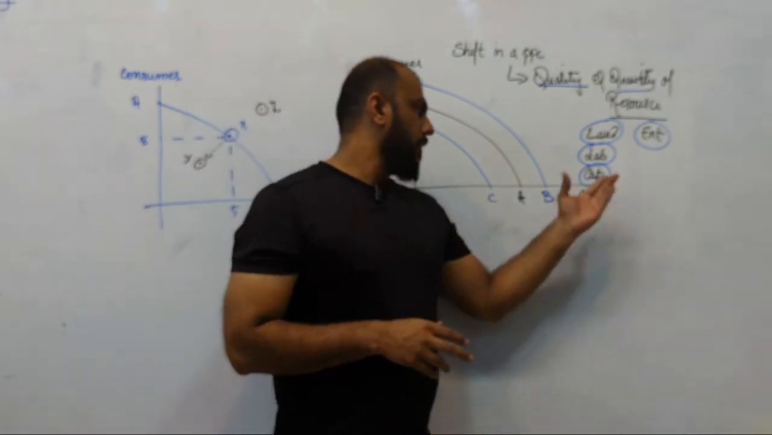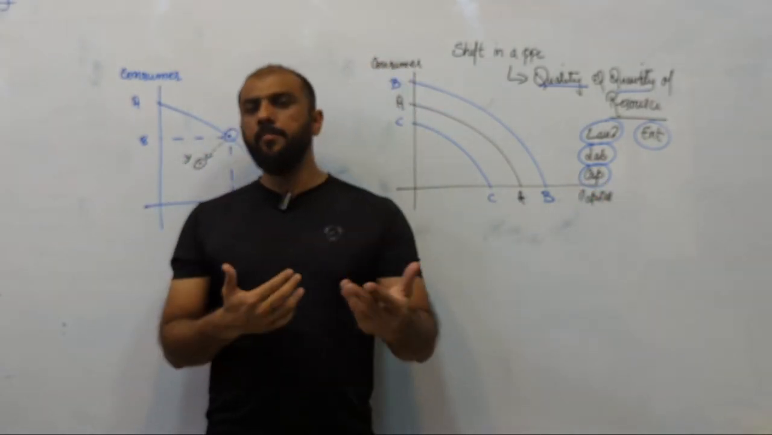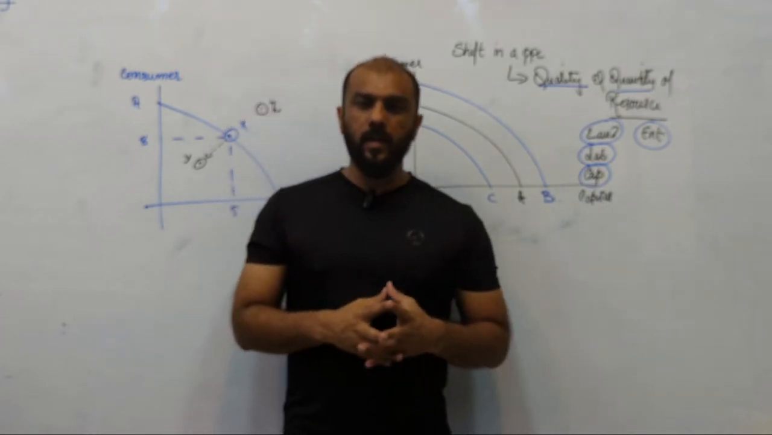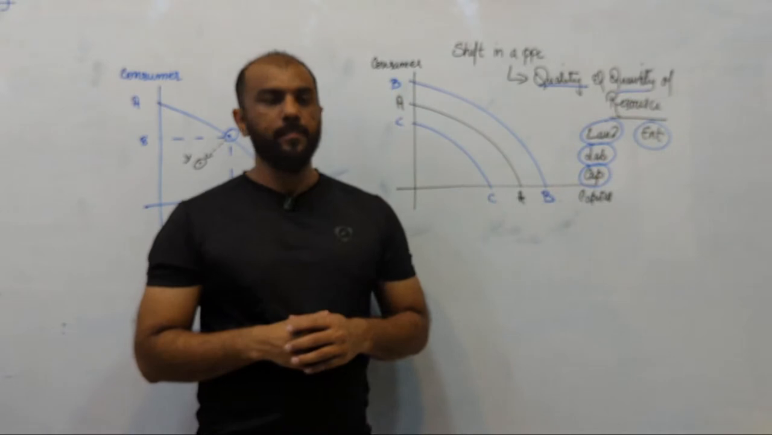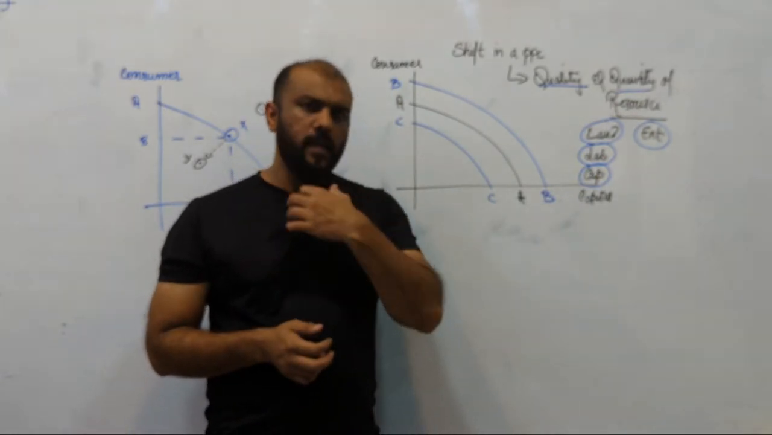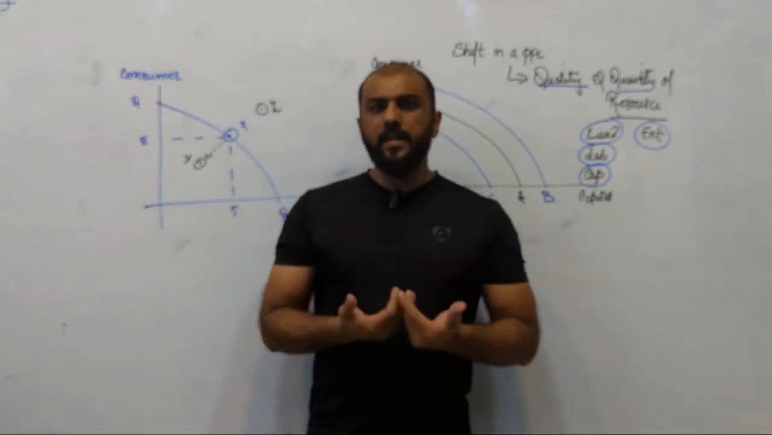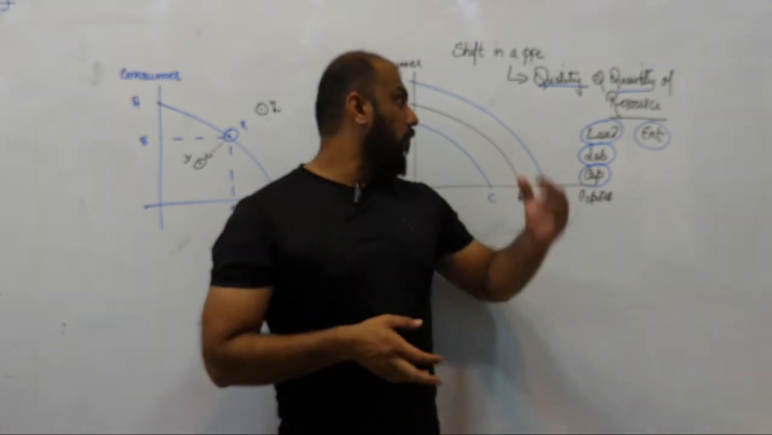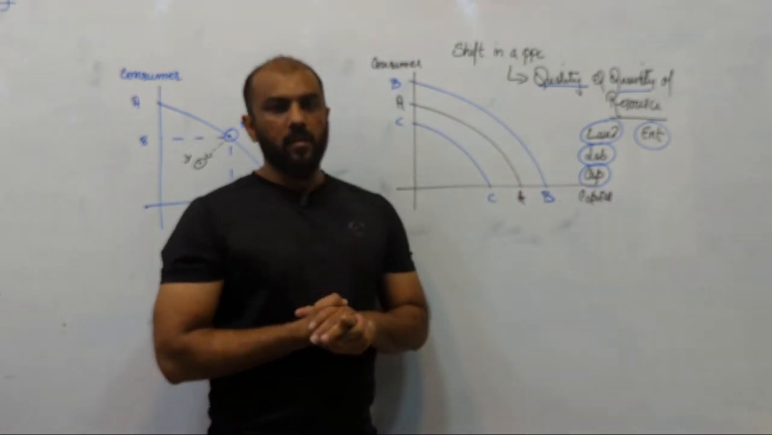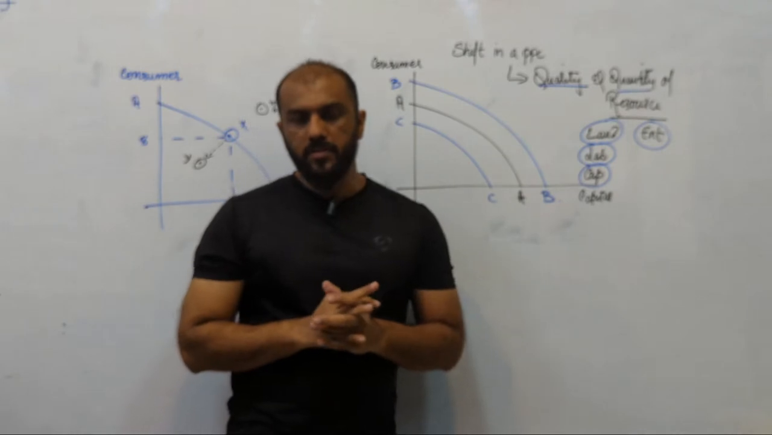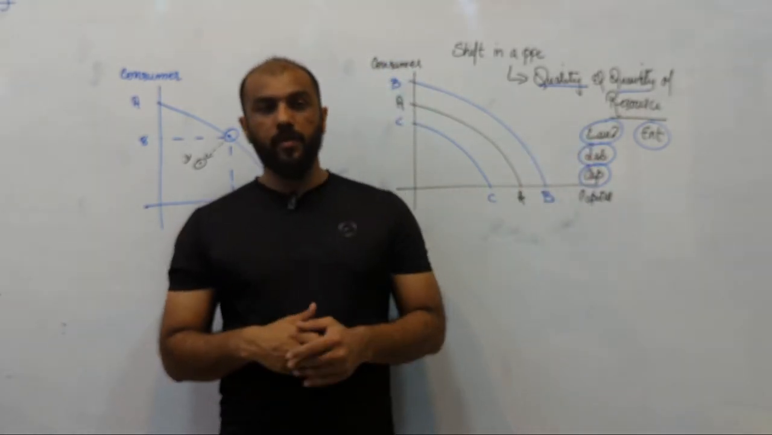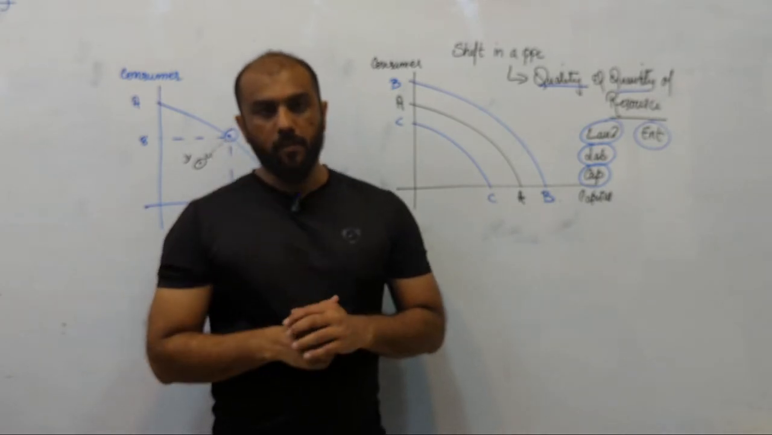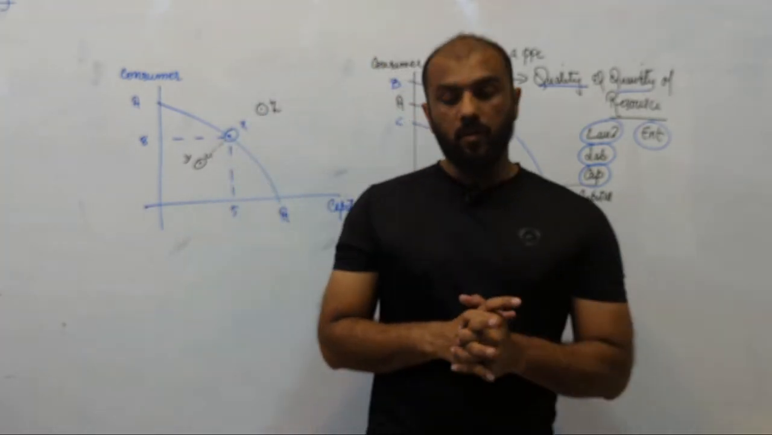Okay, so capital, we could simply import more capital. We could simply, let's say, produce more capital to increase the quantity of capital. And we could simply do better research and development to improve the quality of capital. Right? So there is a mixture of combinations. If you're unsure of the reasons, you can always open up your book and read the points from there. Right? Moving on.